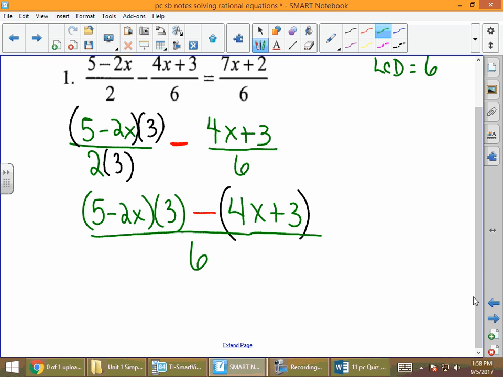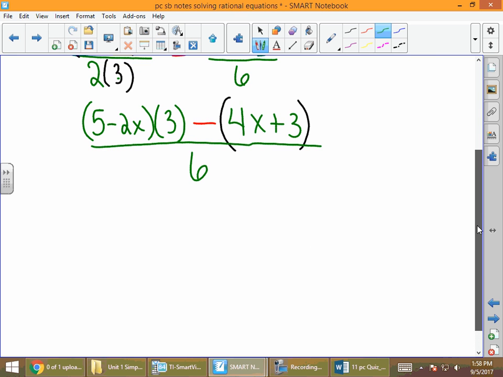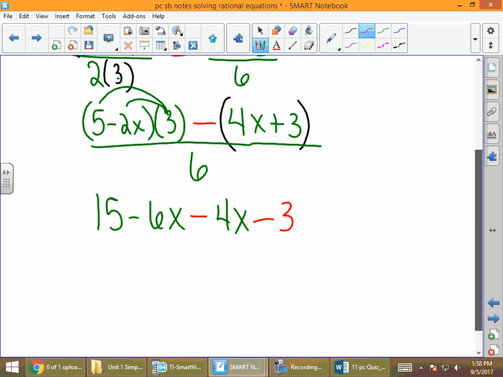And now it's divided by 6. So that's our common denominator. 2 times 3 is 6. Over here is 6. Don't have to write that step, but I still recommend it. If we simplify this a little bit more, we're going to use the distributive property. We get 15 minus 6x. Now it's minus 4x minus 3, because we distributed the negative, all divided by 6.